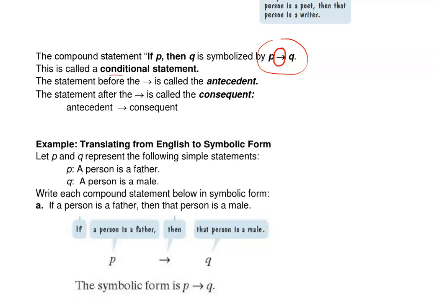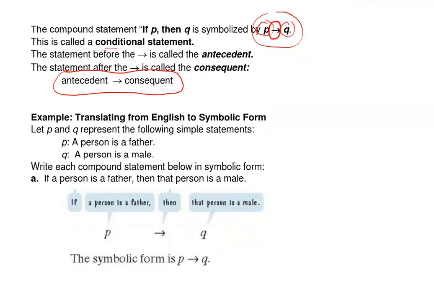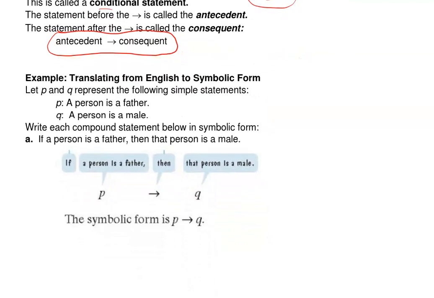The statement before the arrow, which is P in this case, is called the antecedent. And the statement after the arrow, which is the Q in this case, is called the consequent. So if-then statements always look like this. And hopefully we won't need to know those words afterwards, because I never use those words. I hope they don't really make you use them on the homework, but there are names for them.